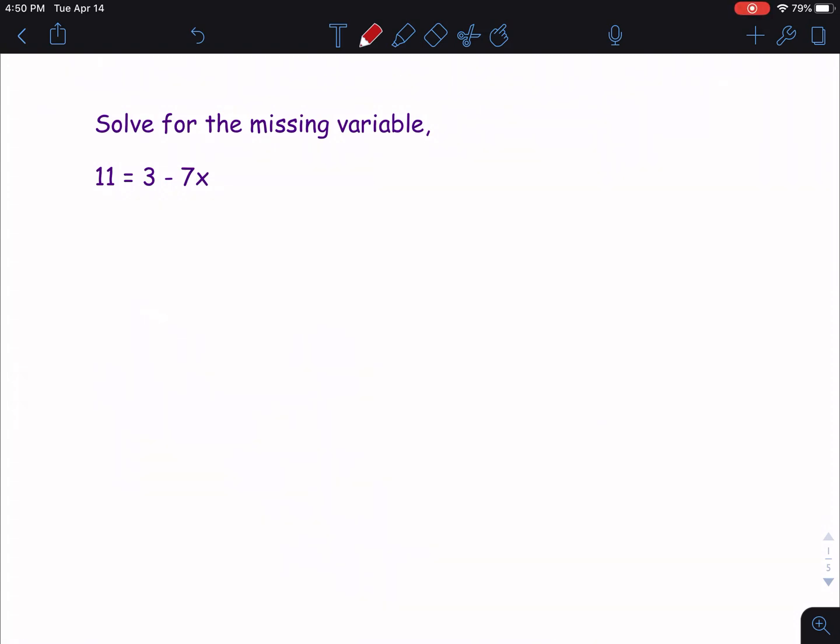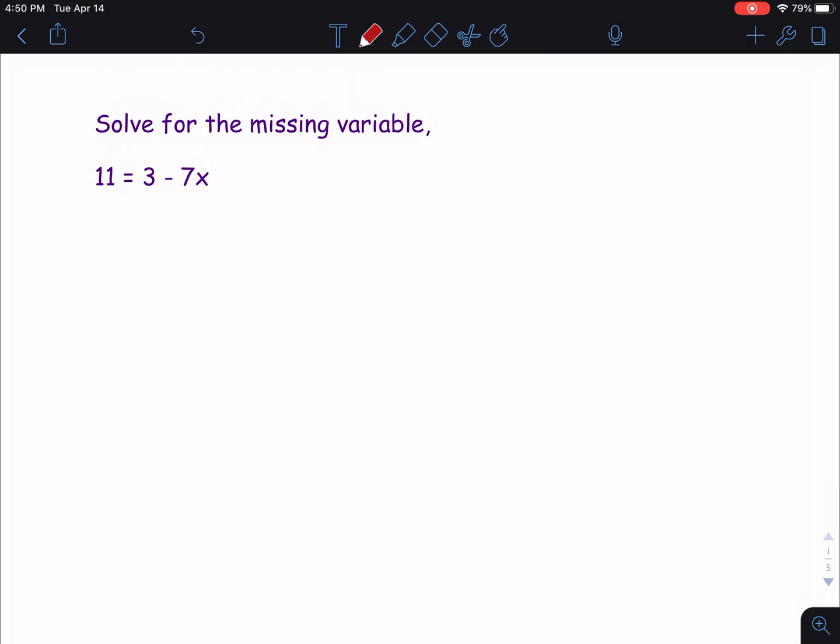Solving for a missing variable in an equation is much like a balance. So we want to keep this equation balanced, and to do that, we need to make sure that we do the same things to both sides of the equation so it stays balanced. Think of it as a teeter-totter at a playground.